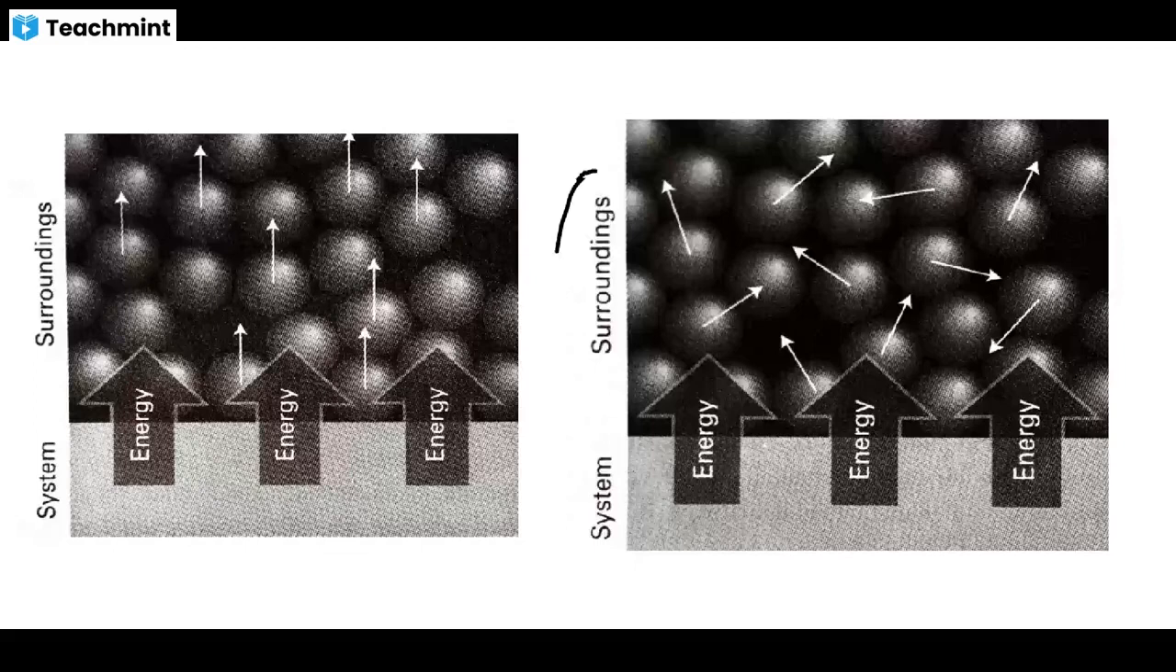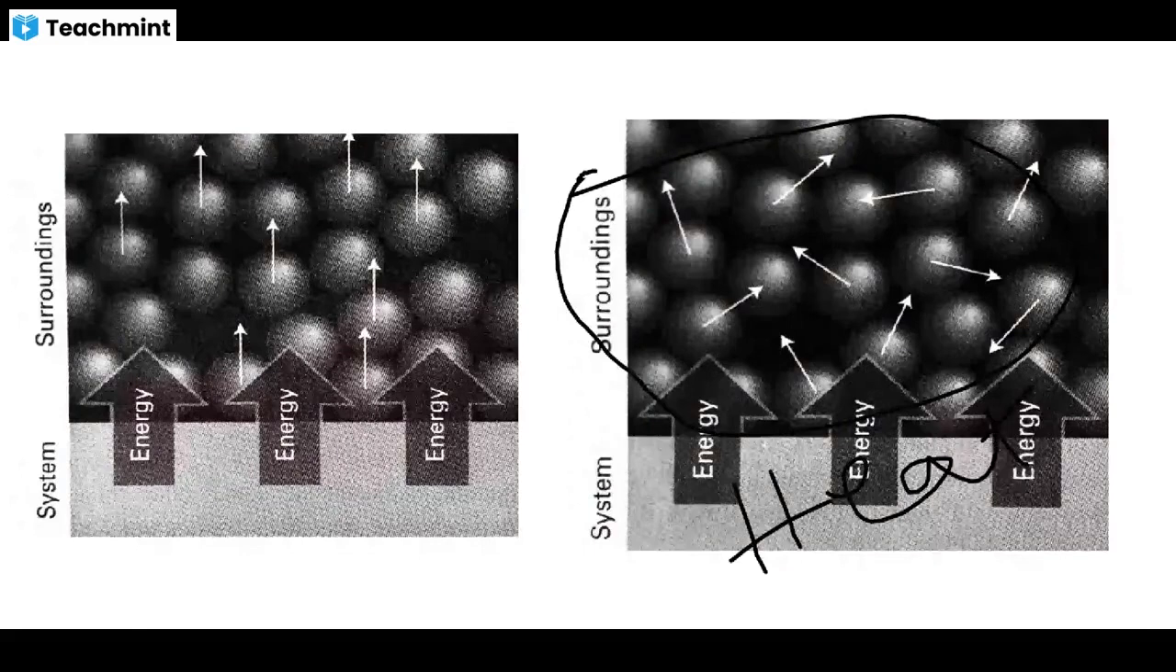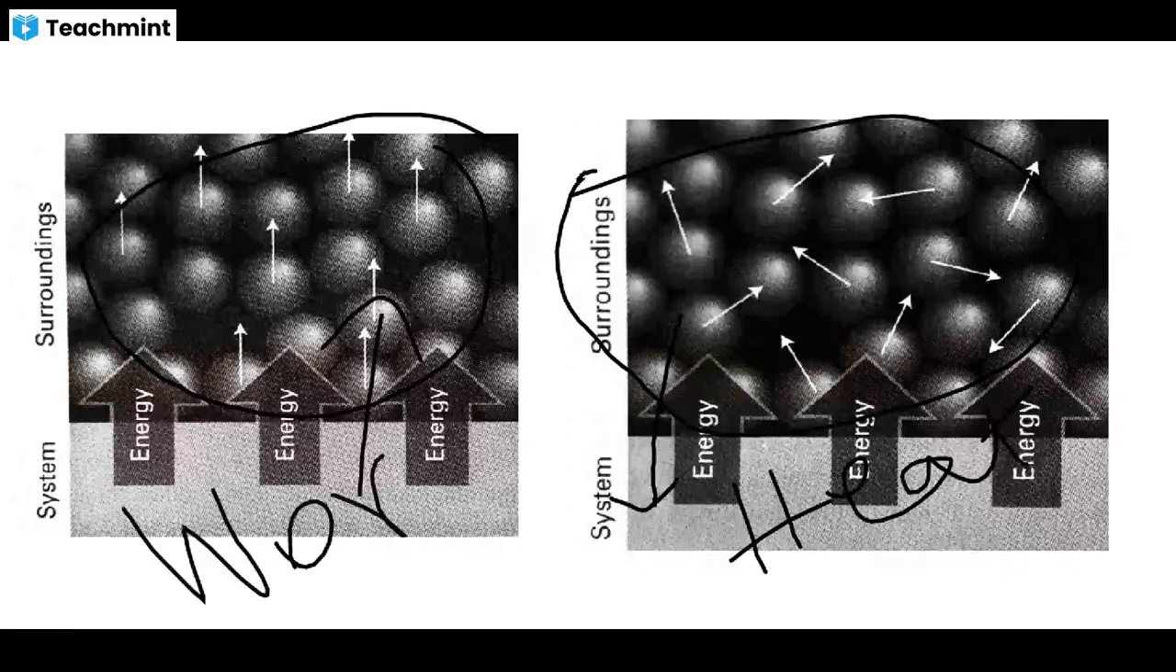The same applies when energy comes from the surroundings to the system also. When energy is transferred from the system to the surroundings, if it creates a regular arrangement of movement of atoms, it is work. This is the difference between heat and work.